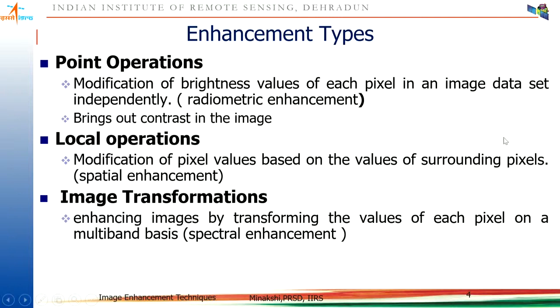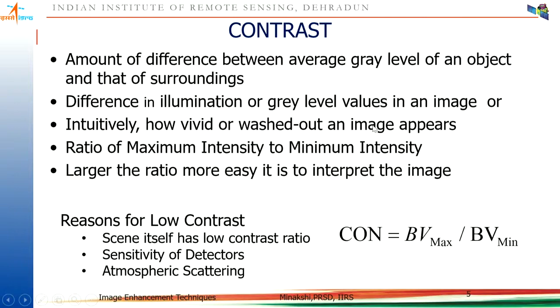We will see these three categories one by one. We will start with the first one, which is radiometric enhancement, or contrast enhancement, or point operation. Radiometric enhancement or contrast enhancement is used to increase the contrast in the image. So what is contrast in the image?